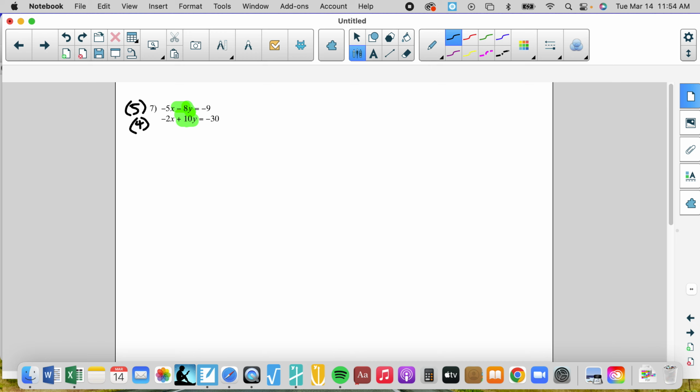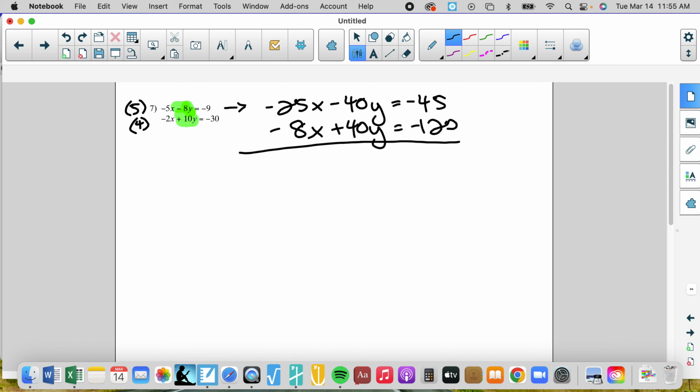Ho ho. All right, I see what you did there, Mr. Mac. So if we multiply by 5, you get negative 25x. You get negative 40y. And we get negative 45. If you multiply the bottom equation by 4, you get negative 8x, you get positive 40y, and you get negative 120. So notice that 40 ended up being our LCM, least common multiple between 8 and 10. So 80 would have been a common multiple, but 40 is the least common multiple. So it'll save you some big numbers.